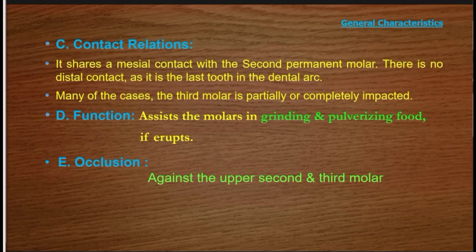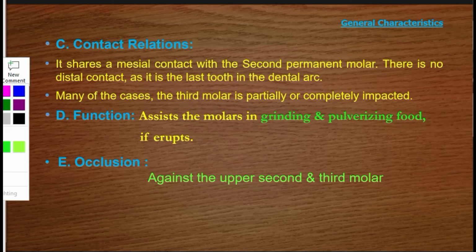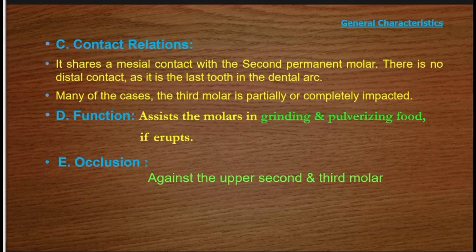Okay, because the upper third molar is completely residing within the boundary of the lower third molar. So the lower third molar is sharing with the upper third and upper second. I'm sorry, I think we should check the occlusion of the mandibular second molar. Mandibular second molar is related with the maxillary second and maxillary first molar.